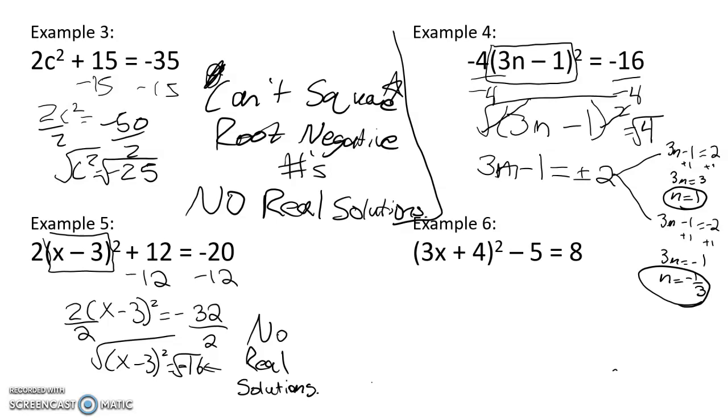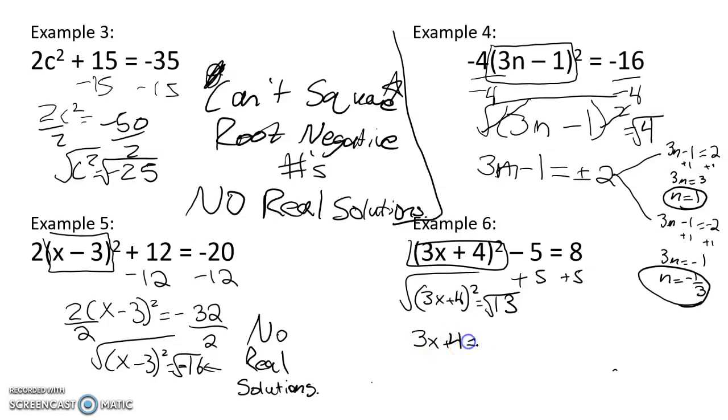So let's do this last example, number 6 here. I've got to get this parenthesis by itself. I'm going to add this 5 over. You get 3x plus 4 squared is equal to 13. Square root both sides. Now the square root of 13 is not going to be a nice number. It's going to be a long, pretty terrible decimal. But if we take 13 and square root it, we're going to get 3.6. And remember, if you square root a number, plus and minus 3.6.